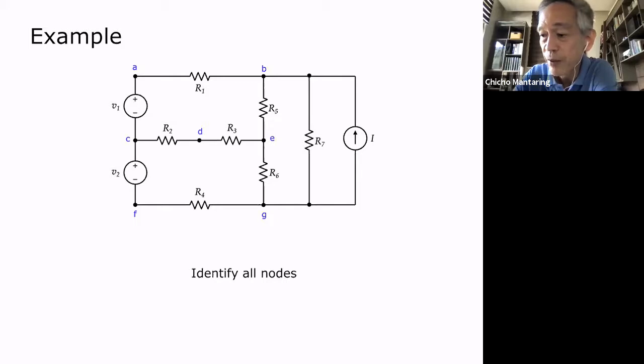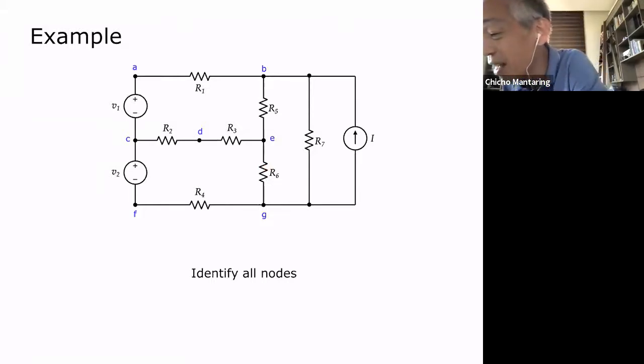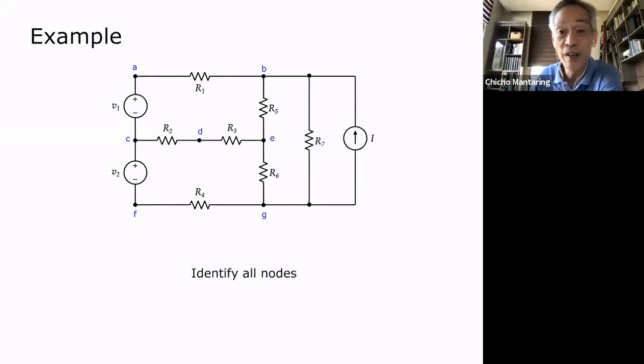Okay. Identify all nodes. A node is a point where two or more elements connect. So I already have labeled the nodes here. The nodes are A. This is the point where V1 and R1 connect. And then B is the point where R1, R5, R7, and I connect. E is where R5, R3, and R6 connect. So I already labeled all of the nodes. You have A, B, C, D, E, F, and G.